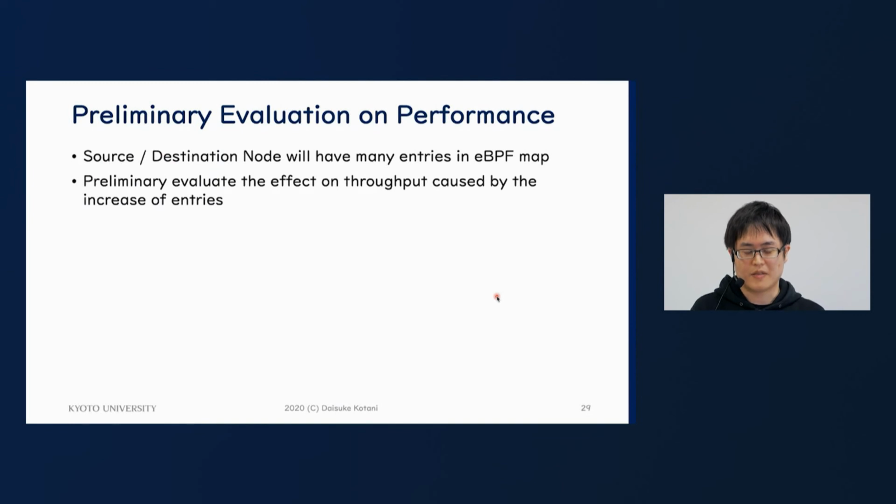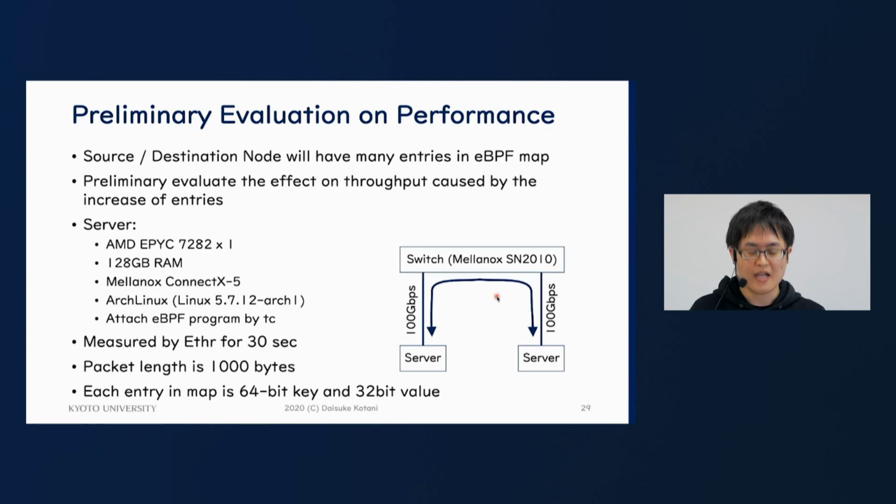We've also conducted a preliminary evaluation on performance. Source and destination nodes may have many entries. So this is our assumption. So currently we use eBPF. If we add many entries to the eBPF map, what is the impact on network performance? And so we did an evaluation on this.